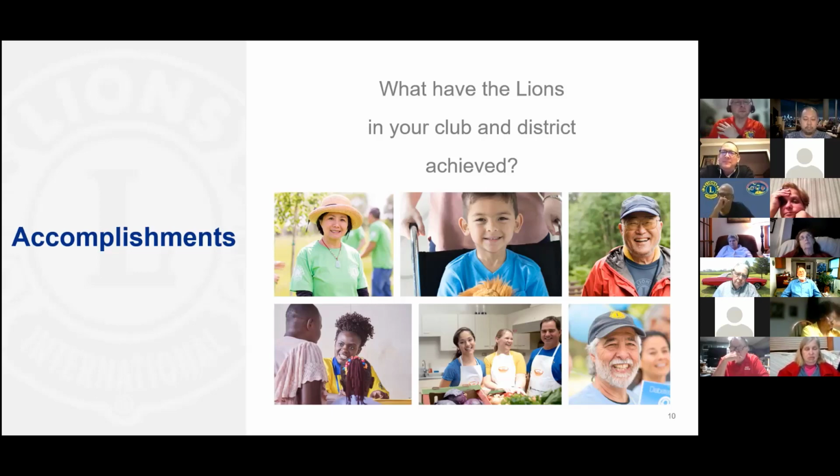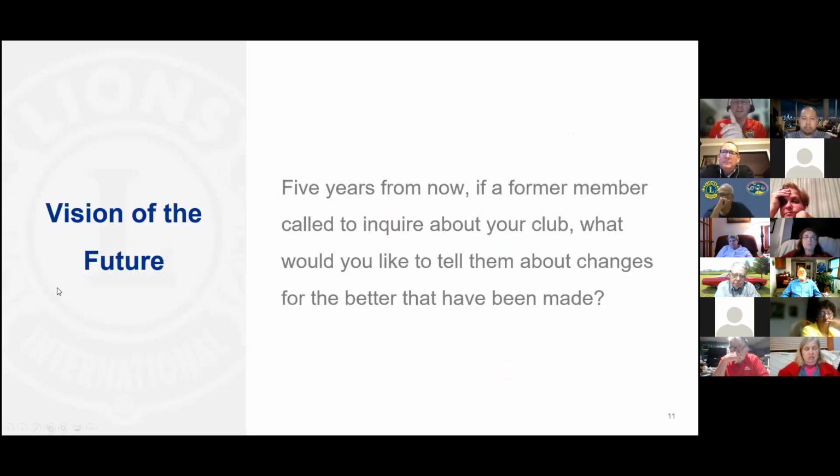As we move from that, then we're going to begin to ask ourselves this very serious question. 5 years from now, if a former member called to inquire about your club, what would you like to tell them about changes for the better that have been made? Is that a deep question? It is a deep question.